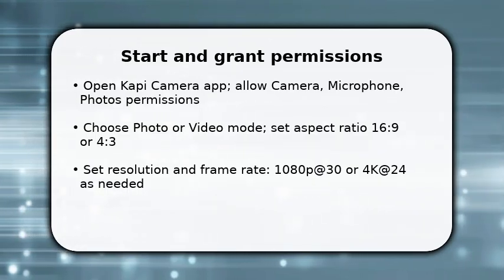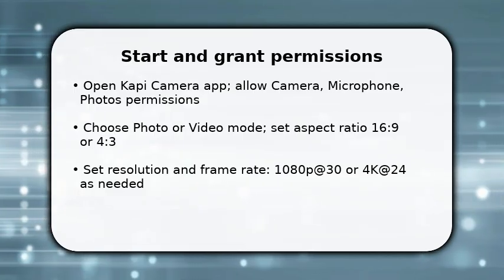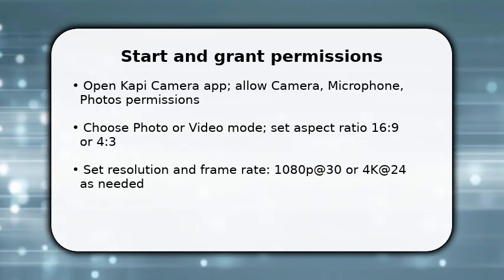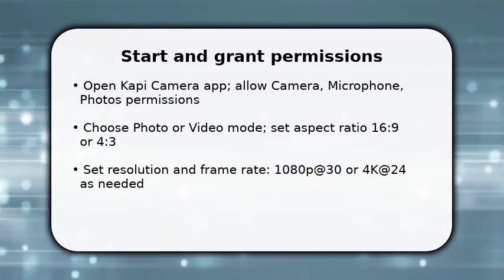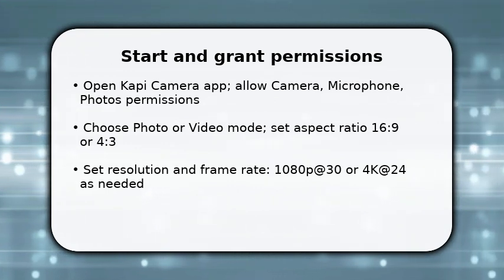Next, set resolution and frame rate. Pick 1080p at 30 for general use or 4K at 24 for cinematic footage. These first steps get the hardware and format ready, so every later control behaves predictably, and you capture intended quality.